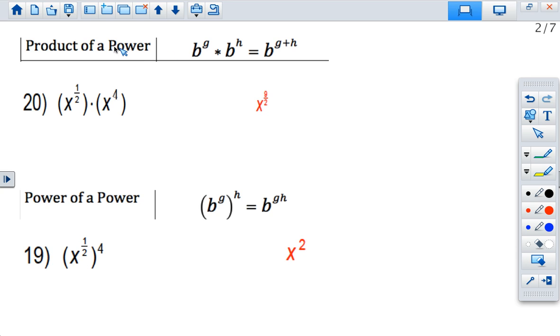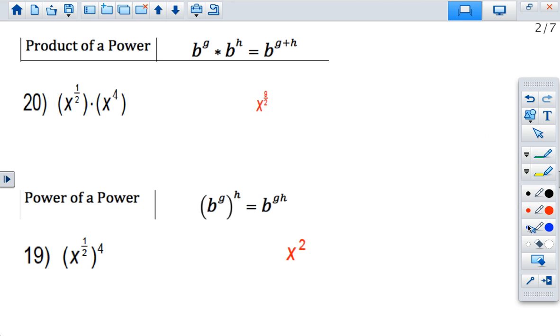So in this case, we have the product of a power and the power of a power. Okay, so these are two very similar properties, but they have some distinct differences. So if we have two terms with the same base number, and we're multiplying them together, then whatever your exponents are, you can just add them. So notice how we combine this. On the worksheet for tomorrow, problem number 20, you're going to have x to the 1/2 power times x to the 4th power. That's a 4 there. Okay, and then the answer is going to be x to the 9/2 power.